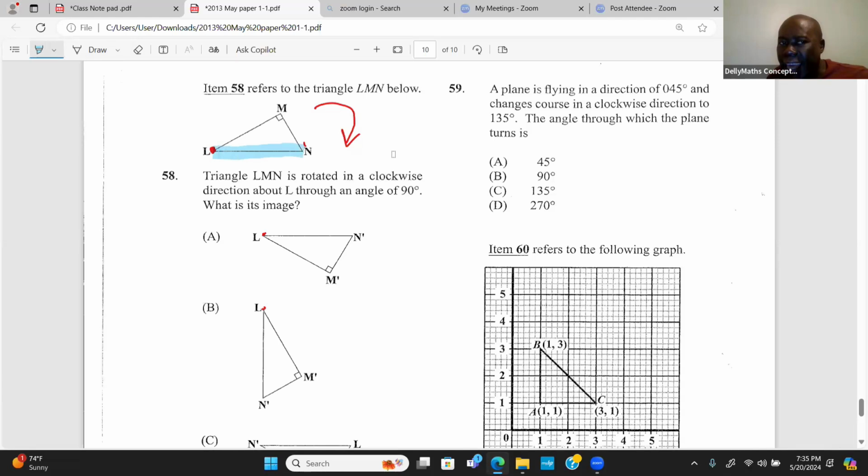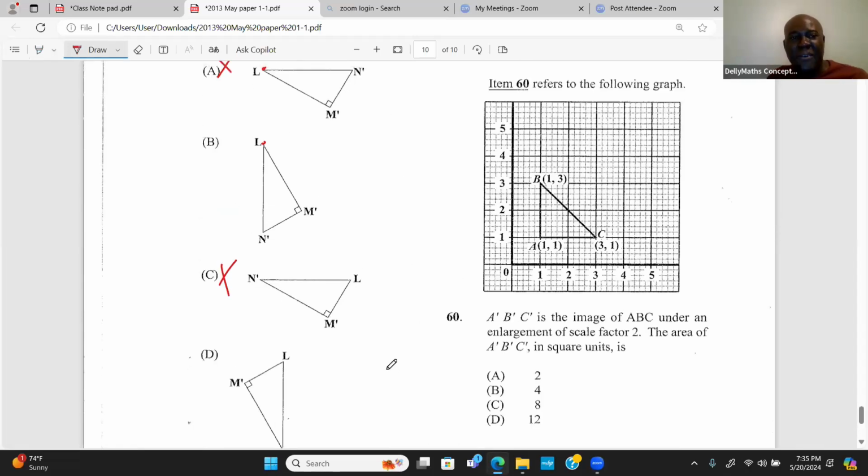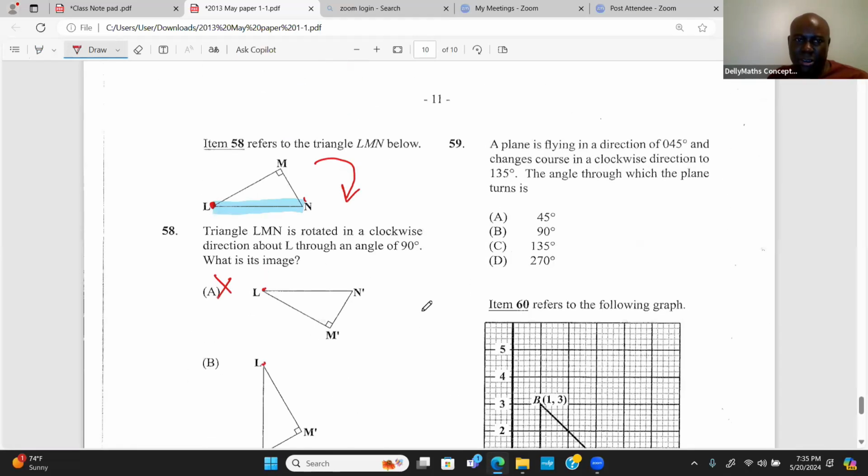So you see this line LN, I am looking for it to be vertical now. So it's either going to be now B or D. But remember now, look at the shape. If you're going to go this direction and this is going to remain the same, you expect LN to turn, so this is going to be L and this is going to be the N prime.